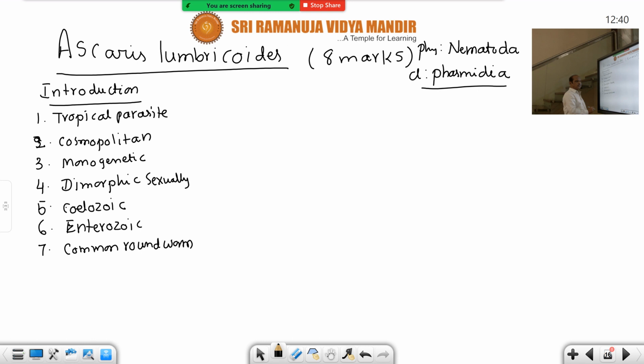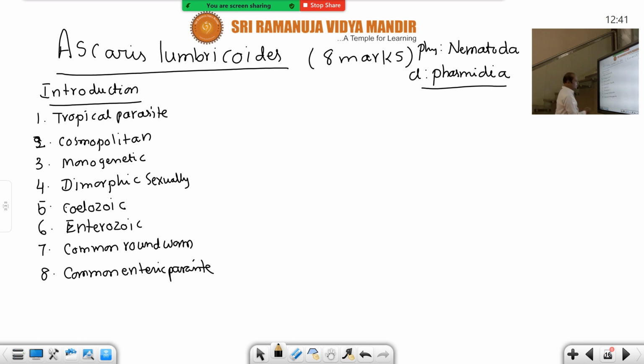Of all roundworms, this is the most common roundworm and common enteric parasite. Enteric means gut parasite, that's why it is a common enteric parasite. Most common enteric parasite, Ascaris lumbricoides, from children to adults in the intestine, because those people who purchase sweets and all these things outside and eat, definitely they will get this roundworm.